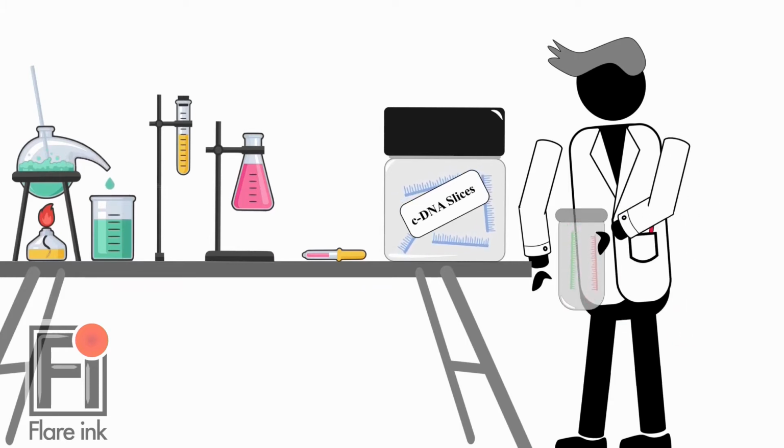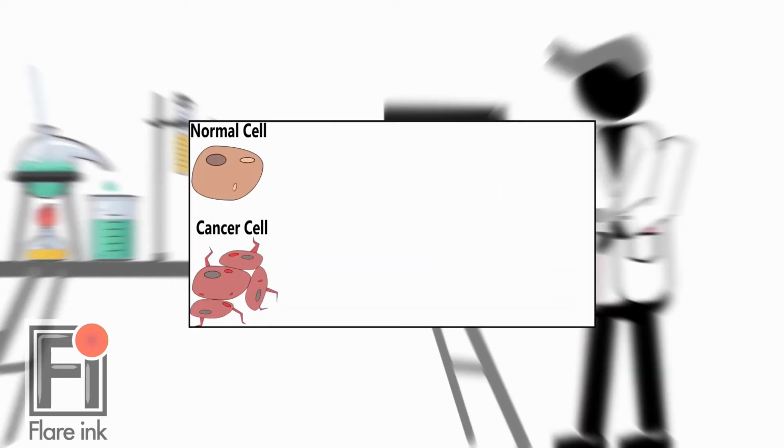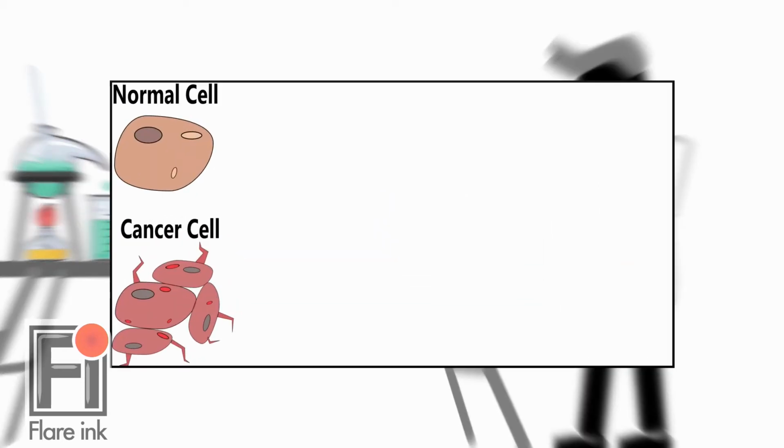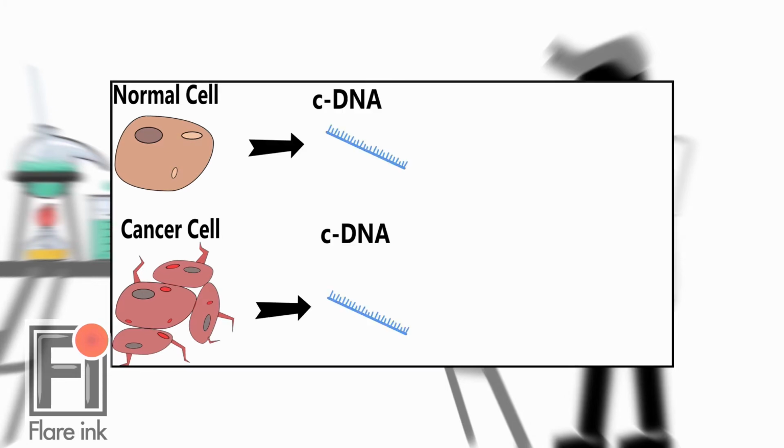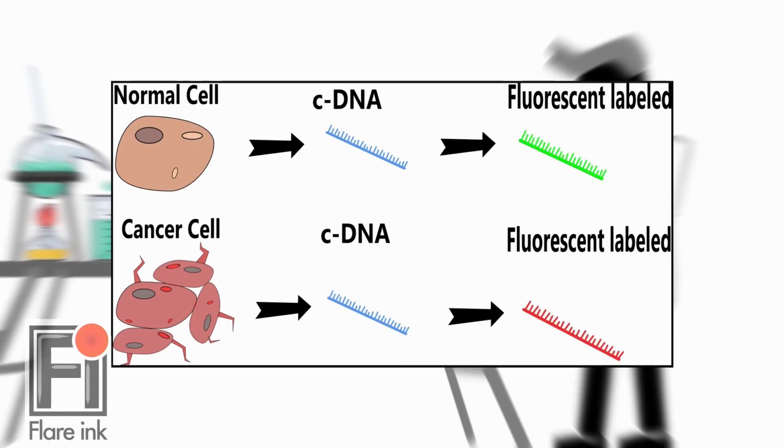We start by preparing our sample of interest. Let's say you want to study the difference in gene expression between a normal cell and a cancerous cell. You prepare complementary DNA strands out of their genetic material. You label these cDNA strands using fluorescent compounds to identify their origin.